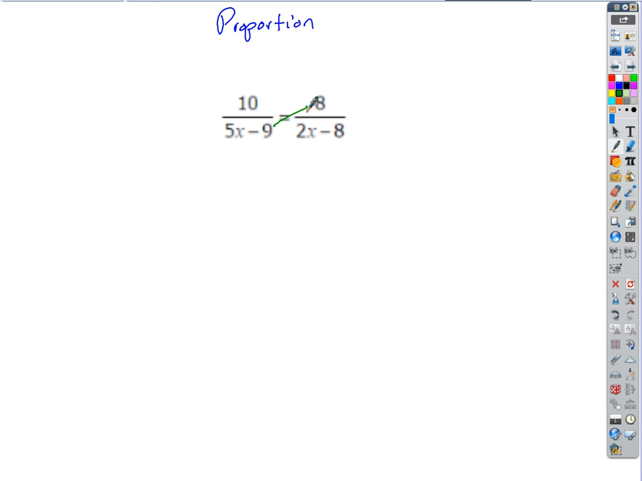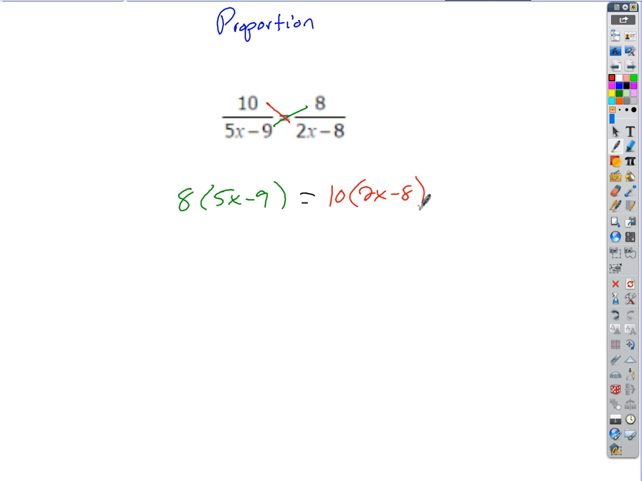Okay, if we cross multiply, look what happens. We're going to do that cross product times that cross product, right? So the denominator here times the numerator in the other one. What's that going to give me? So that's going to be green cross product. It's just going to be 8 times 5x minus 9, right? And the red cross product is going to be that numerator times that denominator. So 10 times 2x minus 8.